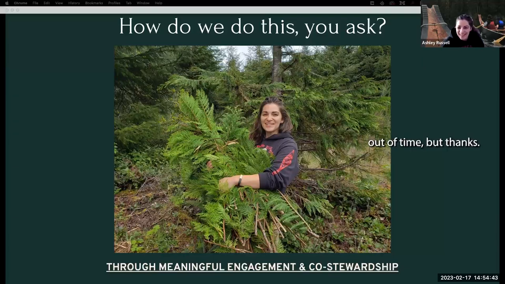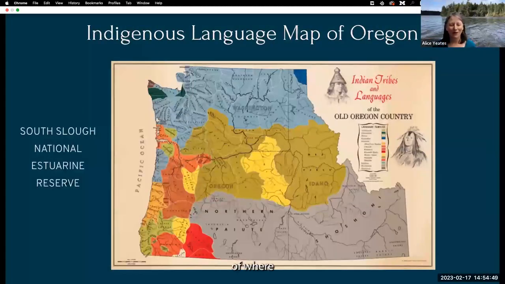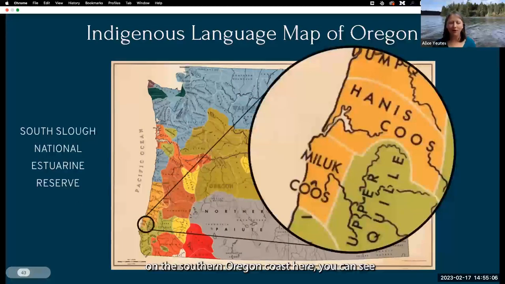Alice, next slide. Thanks, Ashley. That was really sweet and a great overview of where we're located and the history of this place. I really appreciate it. So I'm the stewardship coordinator at the South Slough National Estuarine Research Reserve. Next slide. And if we zoom down, on the Southern Oregon coast here, you can see Millet Coos.